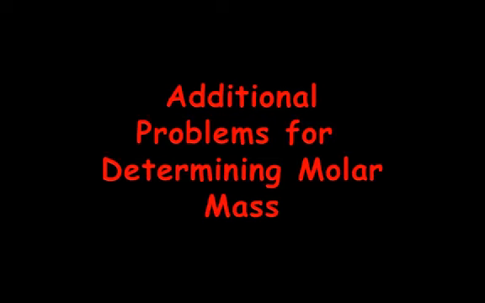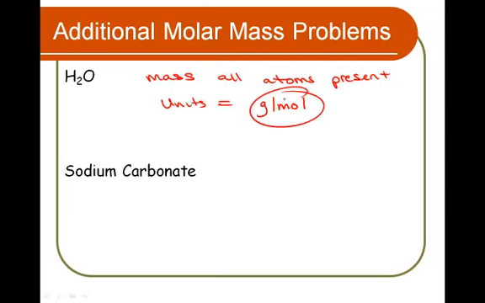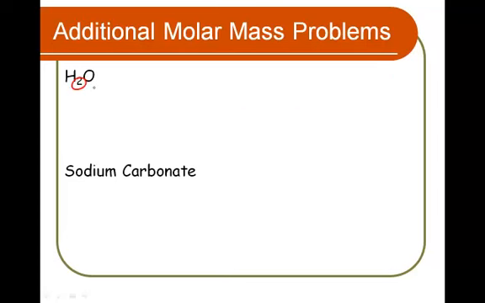Additional problems for determining molar mass. Remember, to determine molar mass, we take the mass of all atoms present, and our units are always grams per mole. So we have 2 atoms of hydrogen, so it's 2 times 1.01, and 1 atom of oxygen, which has a mass of 16. This gives us a molar mass of 18.02 grams per mole.